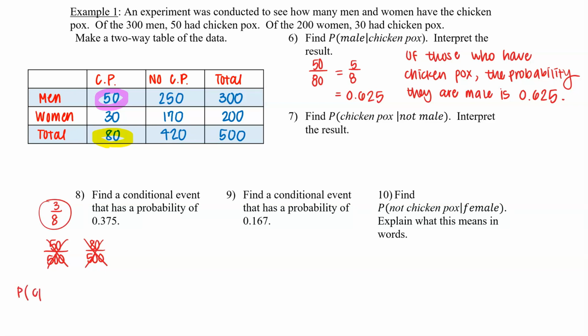What is the probability of having chickenpox given you are male? Of the total 300 men that we have, 50 have the chickenpox, so this probability would be equal to 1/6.